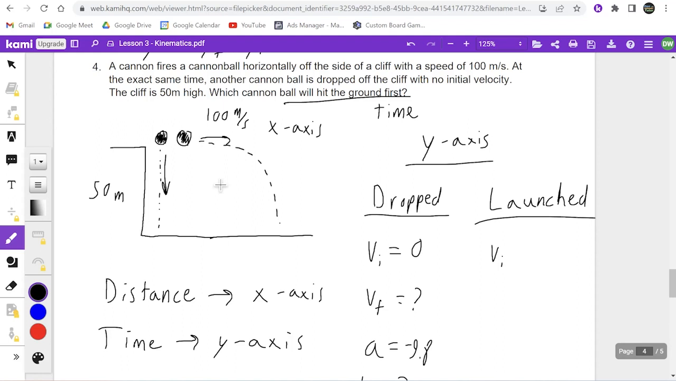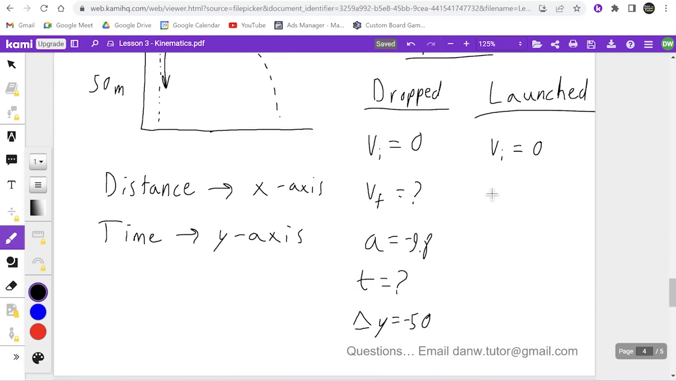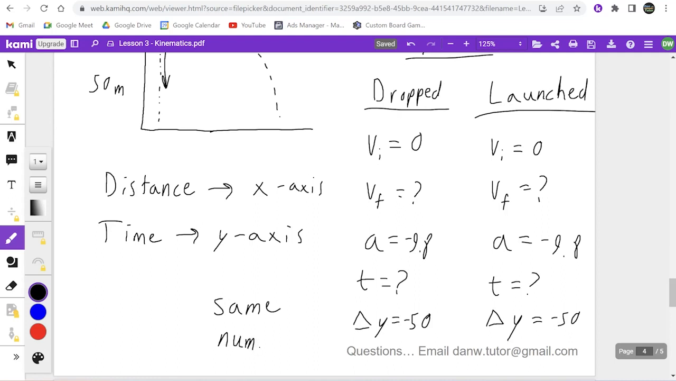In other words, you're not firing the cannonball up, you're not firing the cannonball down, it is completely horizontal, so V initial is zero. And then I'll go through the rest of these quickly. V final, I don't know. Acceleration, again, does not matter. Always negative 9.8. Time is what I'm solving for. And delta y, it's the same cliff, so negative 50. In other words, since both of these have the exact same numbers, it doesn't matter which equation you use, you're going to get the same answer. It's going to be the same time.